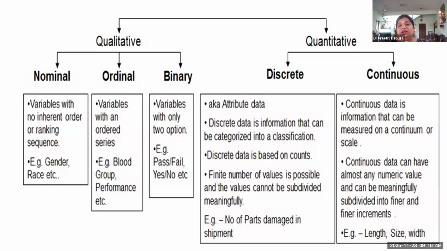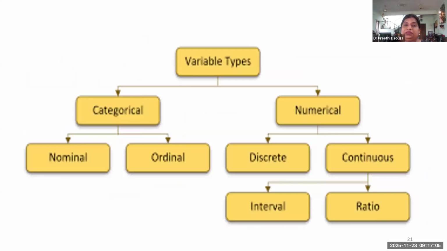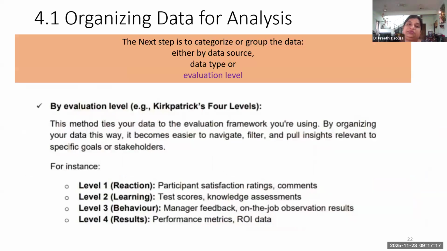Quantitative is either discrete or continuous. Discrete is where you collect the data and have a particular discrete figure for it. Continuous data can go into various quantums, like length, size, width. Fine. So these are the variable types: categorical or numerical, ordinal, nominal, discrete, continuous, which are nothing but interval and ratio in continuous.